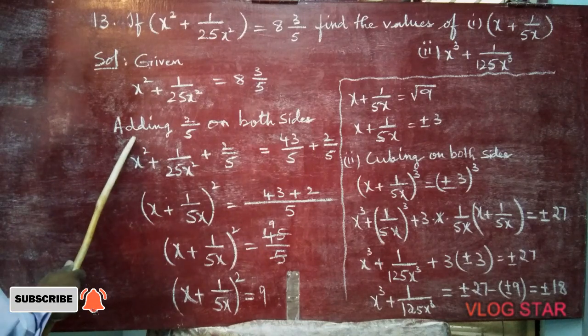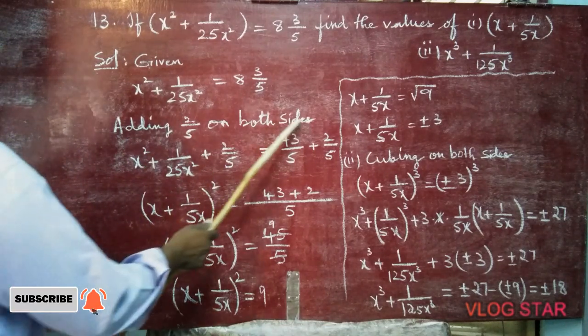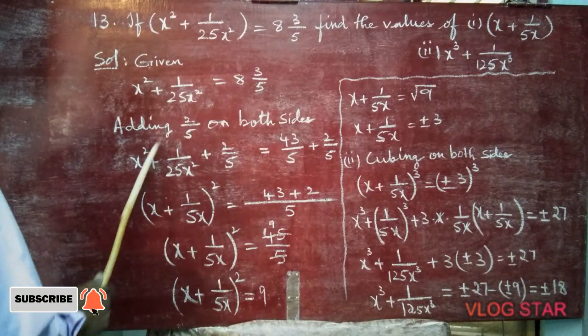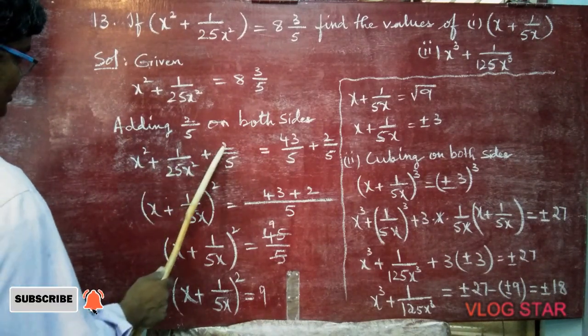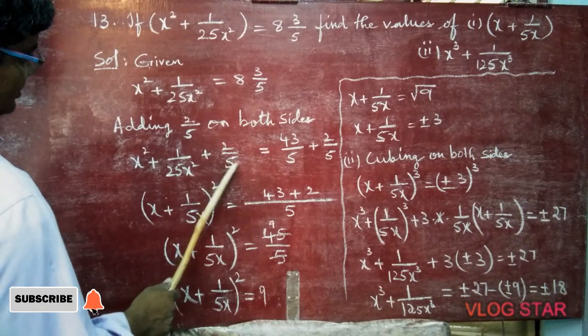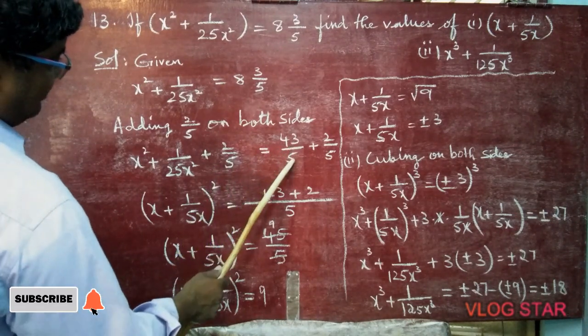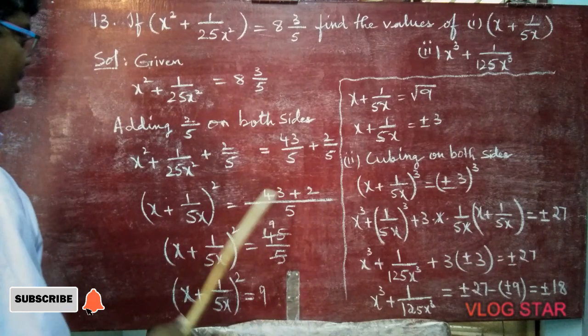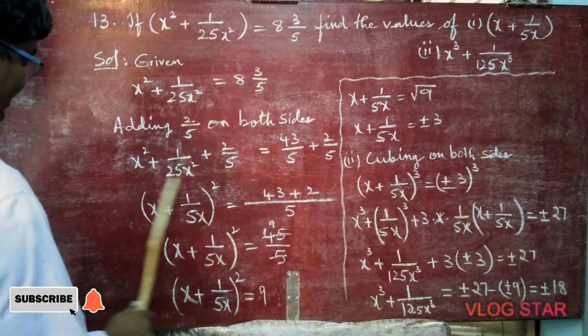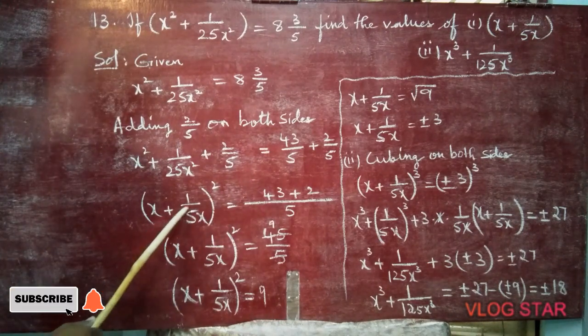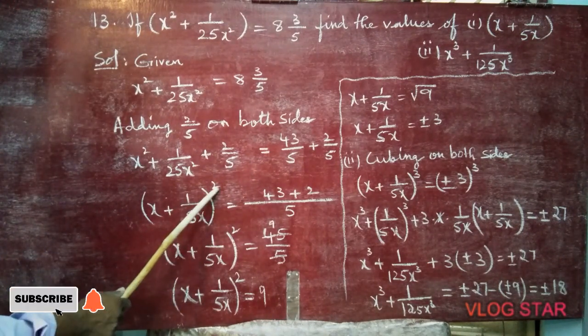Adding 2 by 5 on both sides. Now x square plus 1 by 25 x square plus 2 by 5 is equal to 43 by 5 plus 2 by 5. Why we are adding 2 by 5 means this will be in the formula of (x plus 1 by 5x) whole square.